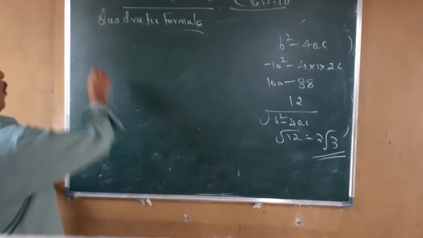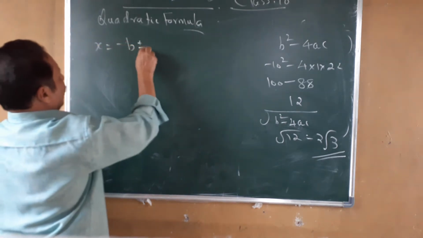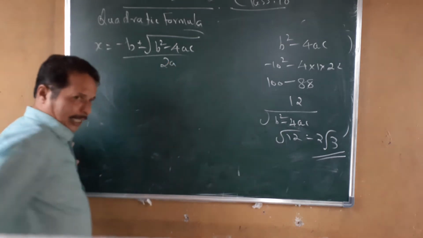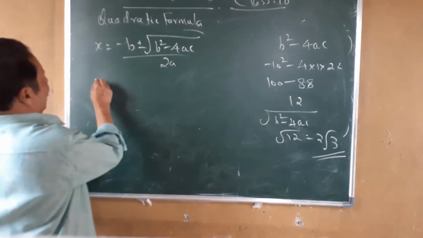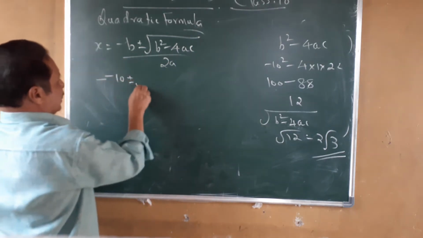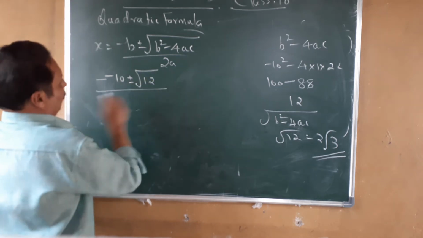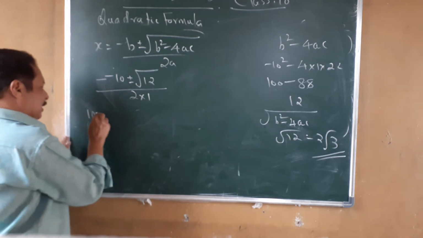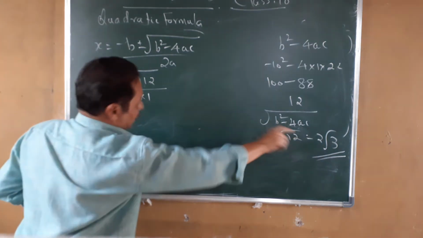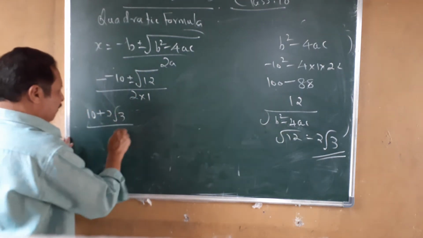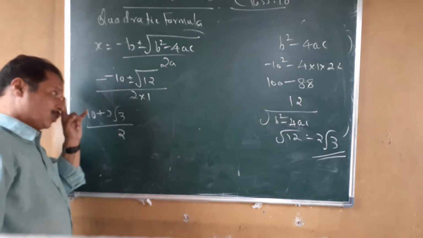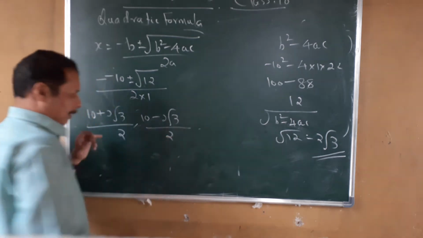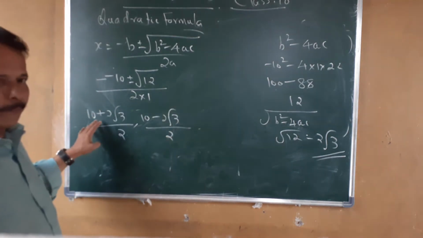Then the quadratic formula, minus b plus or minus root b square minus 4ac by 2a. b is minus 10. So minus of minus 10 plus or minus root 12 by 2a, a equal to 1. Minus minus is plus. The value is 10 plus 2 root 3 divided by 2 into 1. So that is one answer. Another one, 10 minus 2 root 3 divided by 2. Okay. You get the idea?